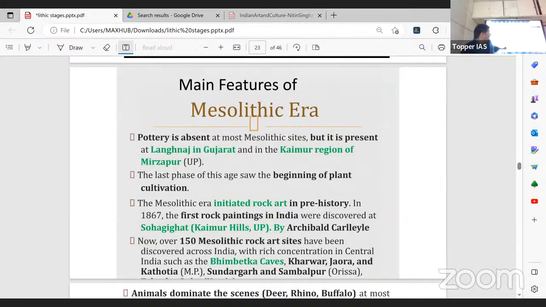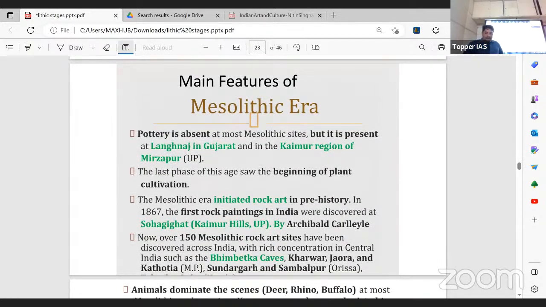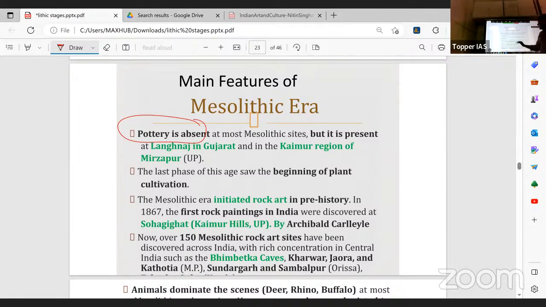Then which are the main features of the Mesolithic? So first of all, pottery is absent here in most of the sites, right? So in the Mesolithic, pottery is absent in most of the sites, but in a few sites like Langhnaj in Gujarat and the Kaimur region of UP, some pots have been recovered. Okay, right. So pottery is absent in most of the sites.